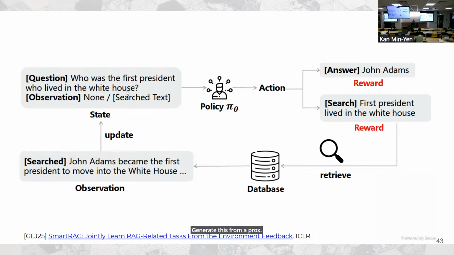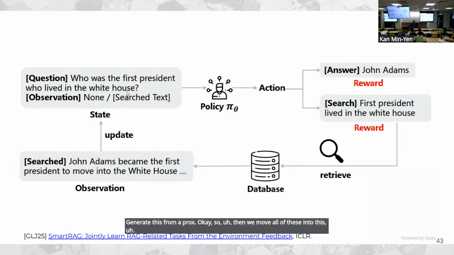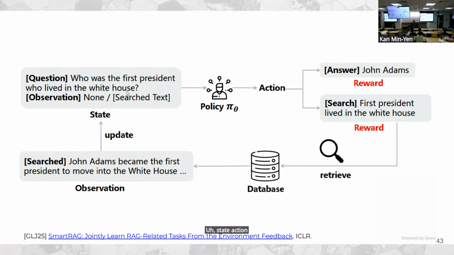Okay, so then we move all of these into this state action observation cycle. Which if you're interested in RL, we can explain more about. But today it's already 8 o'clock. It's late, so we'll skip the details. But just to know that a lot of what you hear about AlphaGo Zero or other things like that, where you're learning just by simulating things, does also work for RAG.